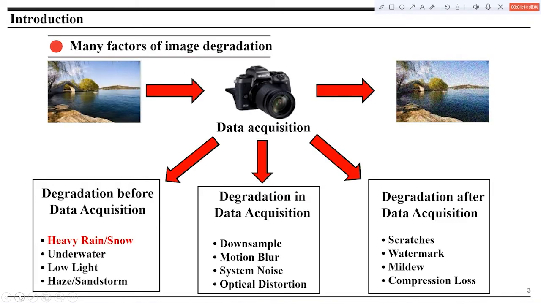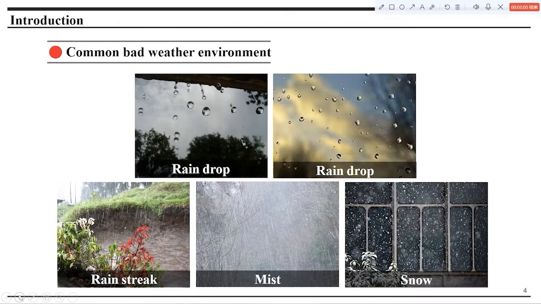Okay, let's first look at some factors that can cause image degradation. From the time of obtaining data, the factors are mainly divided into 3 categories: before data acquisition, during, and after data acquisition. The factors include, for example, underwater, no light, motion blur, watermark. My research direction is mainly about image enhancement in bad weather environments such as heavy rain, snow, mist. These are some common bad weather environment images: raindrop, rain streak, mist, snow.